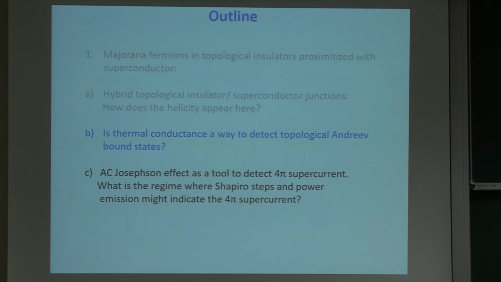And we recently thought about two different ways. One way is looking at the thermal conductance as a way of detecting this 4-pi mode. And another way is to look at the AC Josephson effect. So let me start with this thermal conductance and phase-dependent thermal conductance.